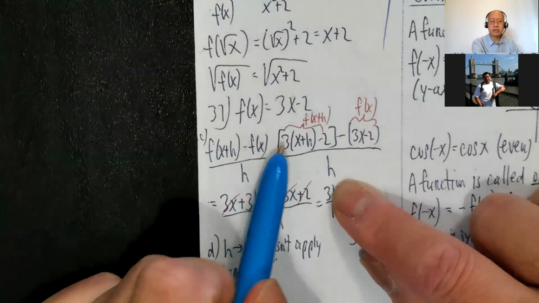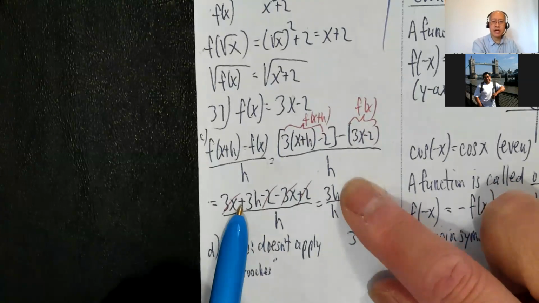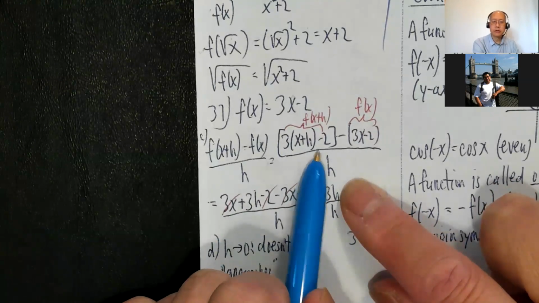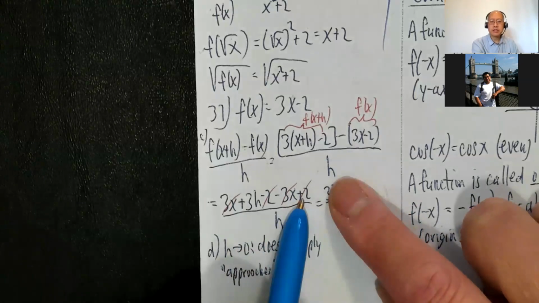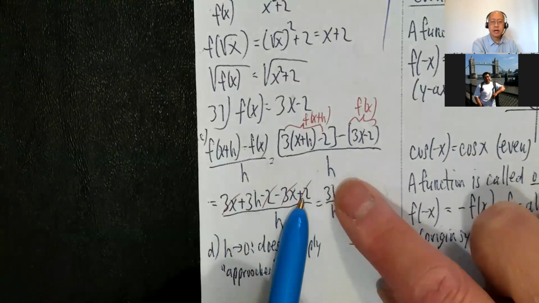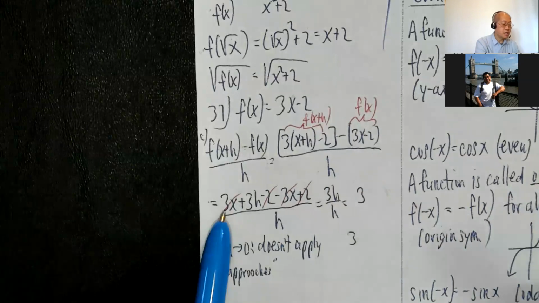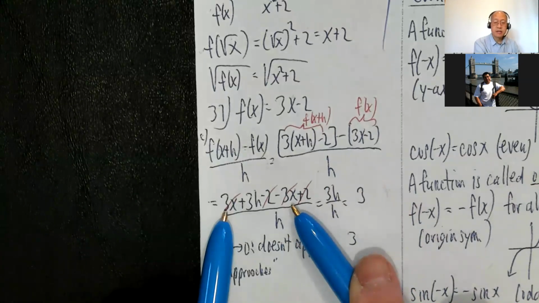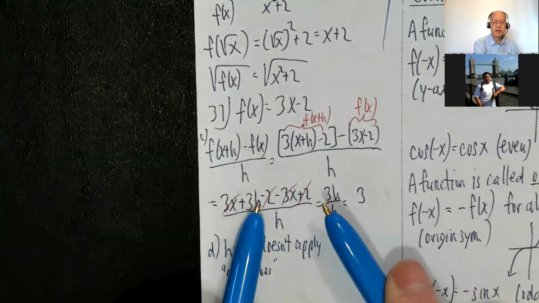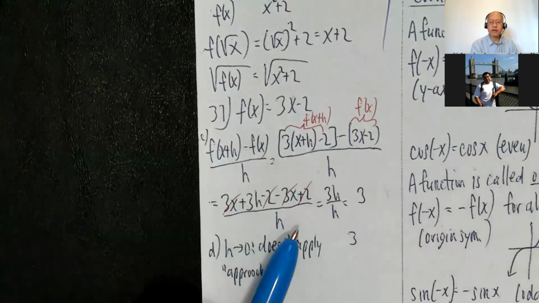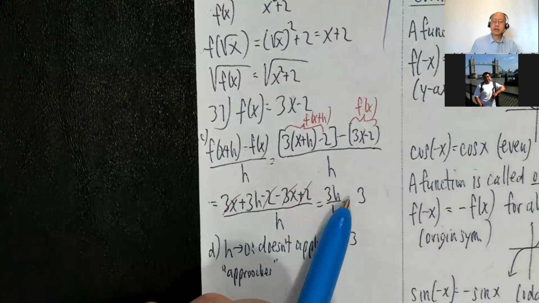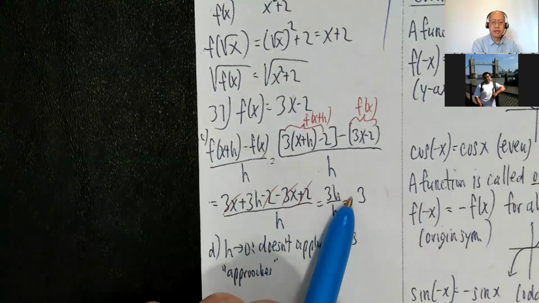Okay, now clean up the algebra. 3x plus 3h minus 2 minus 3x plus 2. And very conveniently, these cancel out. These cancel out. I just have 3h over h, which is 3. So the answer to C is 3.